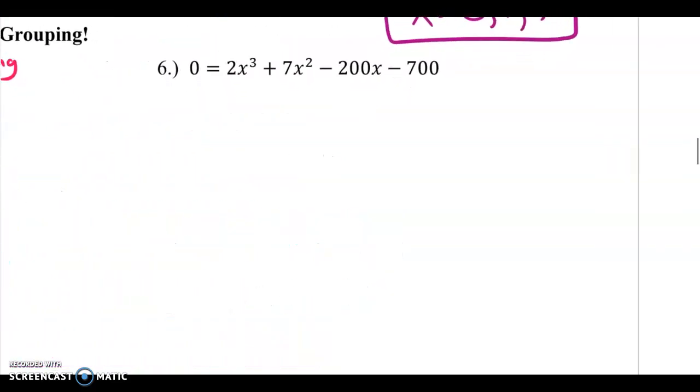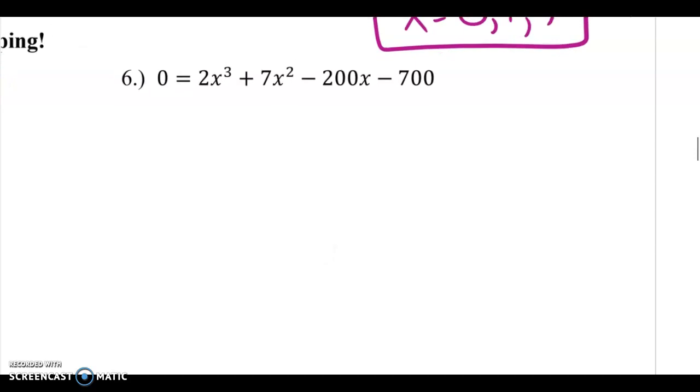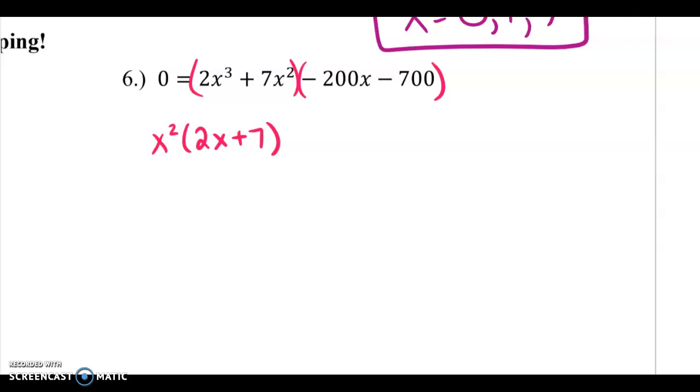Looking at the next one, okay, also set equal to 0, so that's kind of nice. They already did that work for us. So I'm going to group and group. Pull out an x squared, leaves me with a 2x plus 7. Pull out a negative 100, leaves me with a 2x plus 7. So I'm going to throw the 0 on the right-hand side. If you want to leave the 0 on the left-hand side, that's fine.